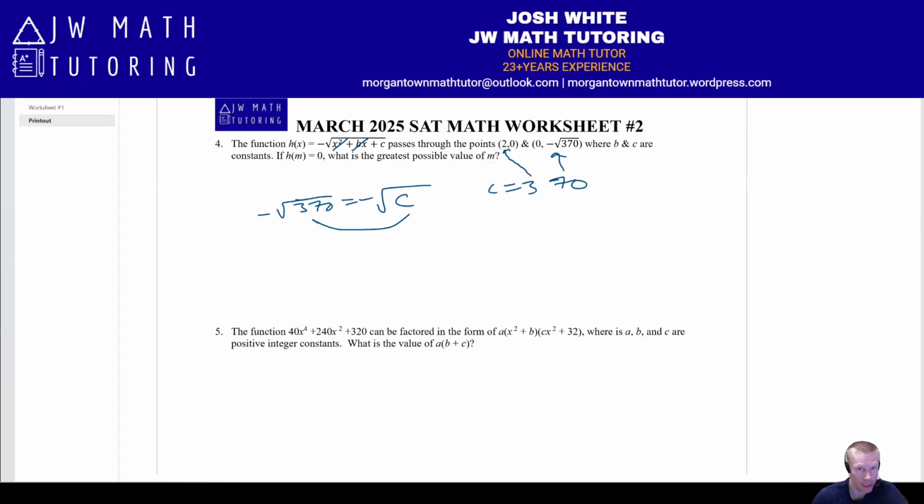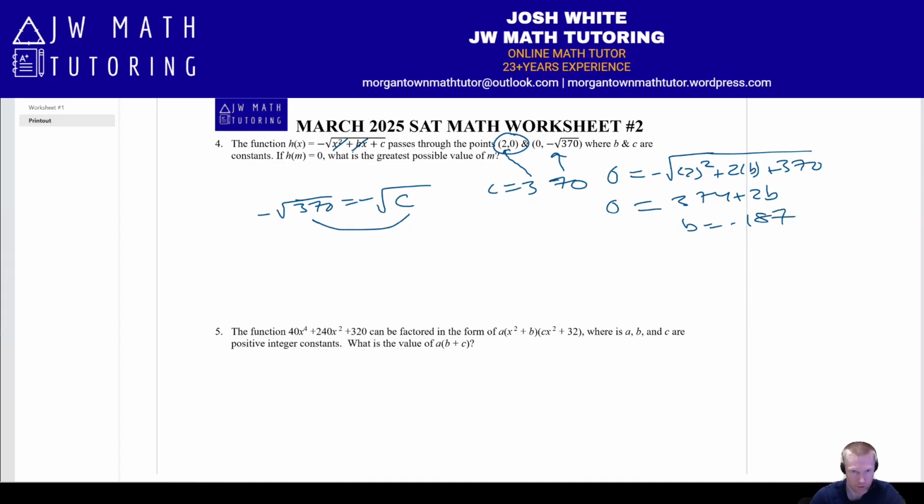Then to find b, you could just plug in this point. So in other words, 0 equals the root of negative 2 squared plus 2 times b plus 370. And technically you could first square both sides, and it's just 0. And then this is 374 plus 2b. So b is going to equal negative 187.